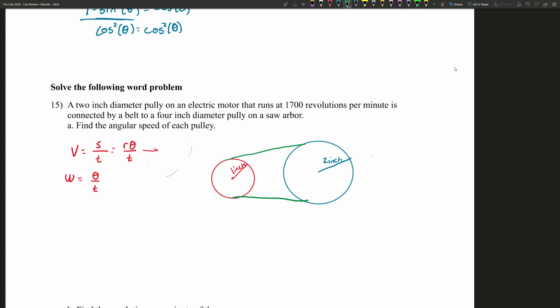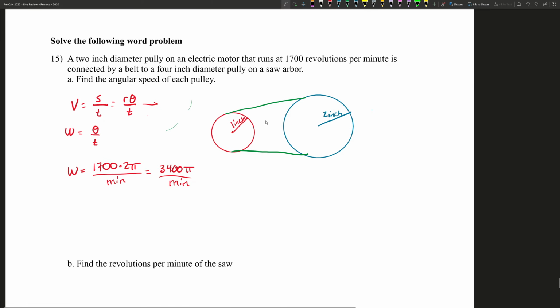So on this red one, we need W, and that is going 1,700 revolutions a minute. So that's 1,700 times 2 pi per minute, which is 3,400 pi radians per minute. So that's the easy part.